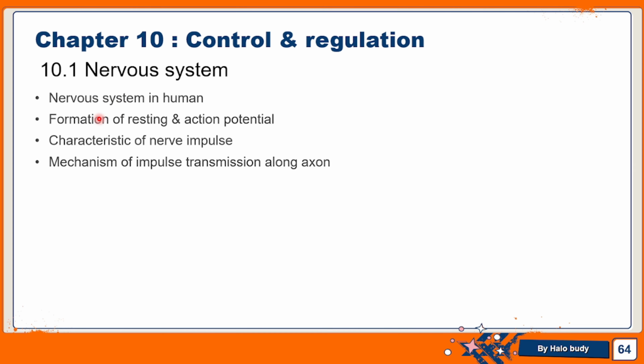Okay, next is the formation of resting and action potential. These are totally new to you guys. Because in SPM, I think the nervous system you learned is about the neuron tissue, the basic nervous system, and also the synapse, if I'm not mistaken. That's all. So this chapter will have many new things for you. Synapse you will need to learn later. So firstly, I explain about resting and action potential.